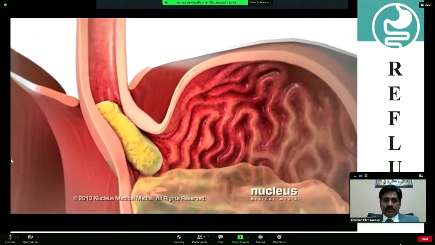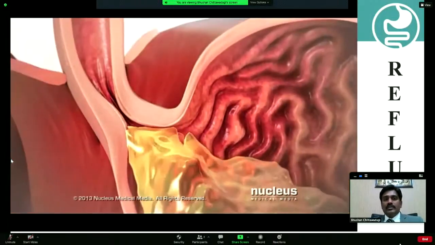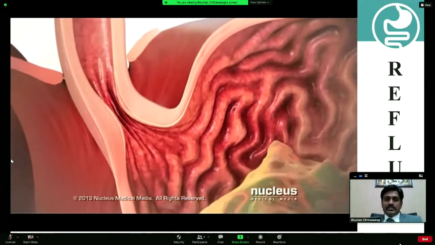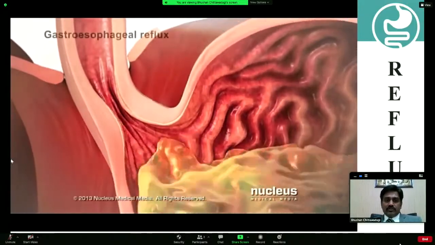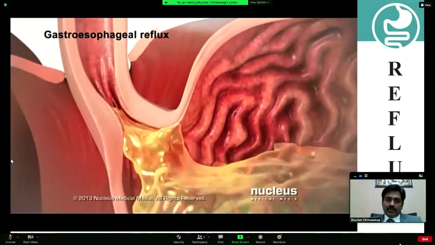Now, you see the food bolus is coming from up. It is entering into the stomach. The floating thing is here in the acid. Once it goes down, the wall gets closed. But whenever it's abnormally open, we can see the contents of the stomach, the fluid. It's acid that is going up and coming down, going up and going down.